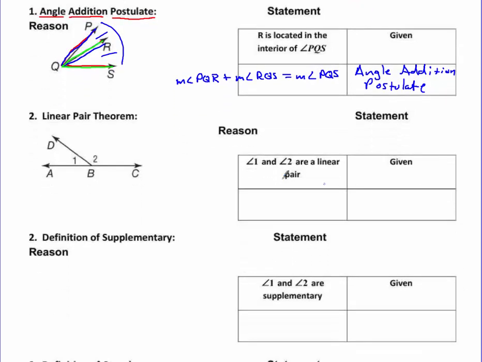Okay, the next one is one that you're familiar with. It's called the linear pair theorem. Linear pair is two adjacent angles whose non-common sides form opposite rays, or more simply, it's two adjacent angles that are on a line together. So when we see that angle 1 and angle 2 are a linear pair given to us, we know immediately the linear pair theorem tells us that angle 1 and angle 2 are supplementary. Okay, and that reason is because of the linear pair theorem.